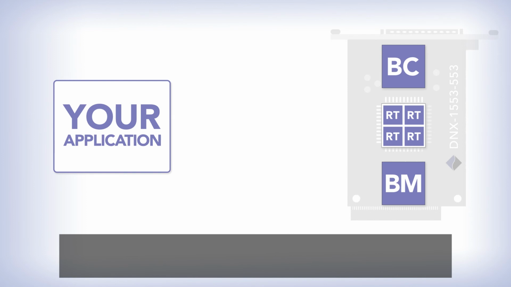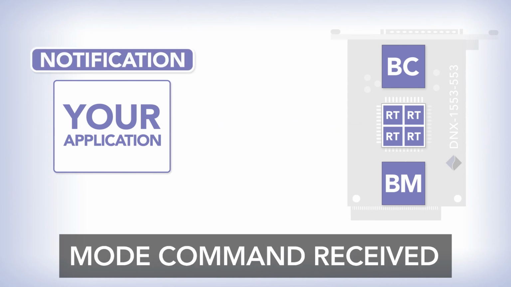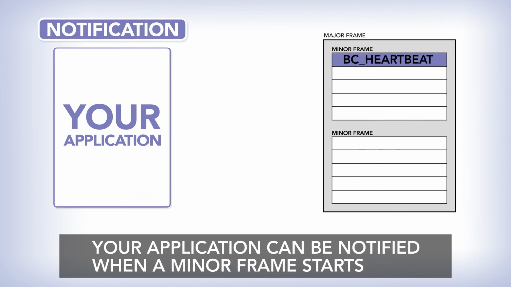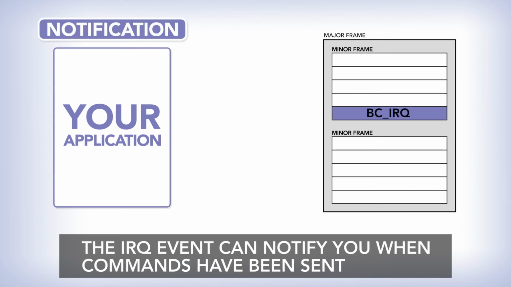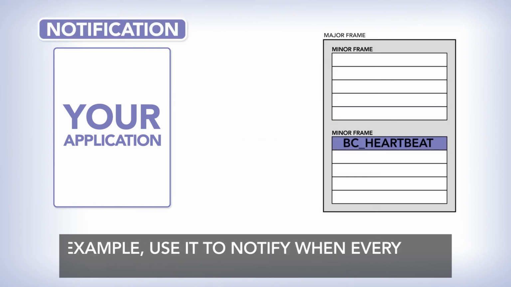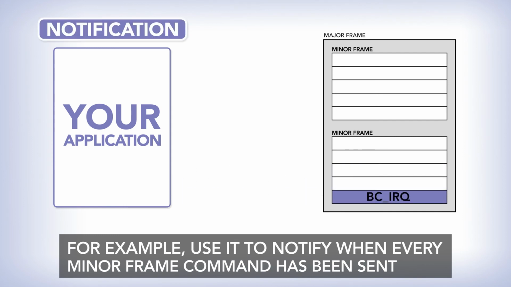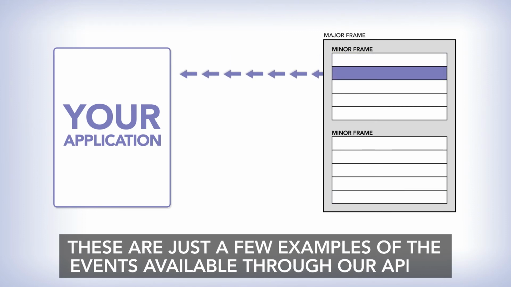For instance, when an RTSA receives data, when an RTSA sends data, when a mode command is received, or even when a specific mode command is received. On the BC side, the application can be notified when a minor frame starts, and the IRQ event can notify the application when any or all commands have been sent. An example of this is to use the IRQ event on the last command in the minor frame. When the event is received, you'll know that every command in the minor frame has been sent. There are many more events available through our API.